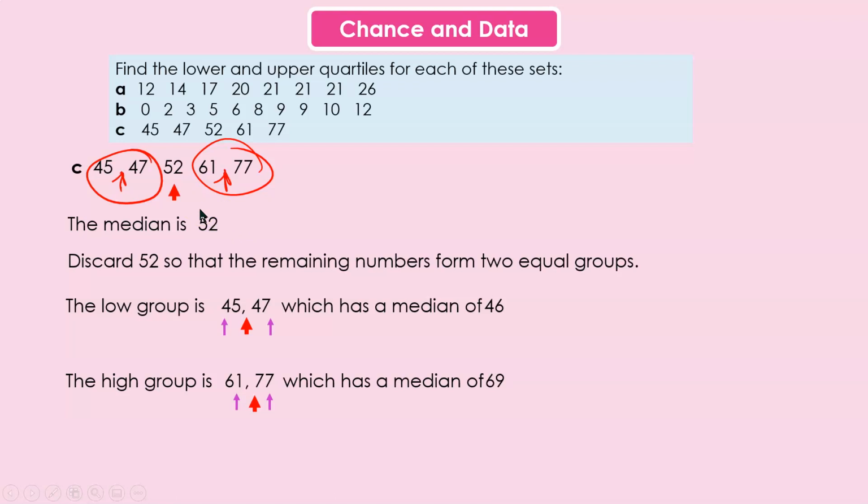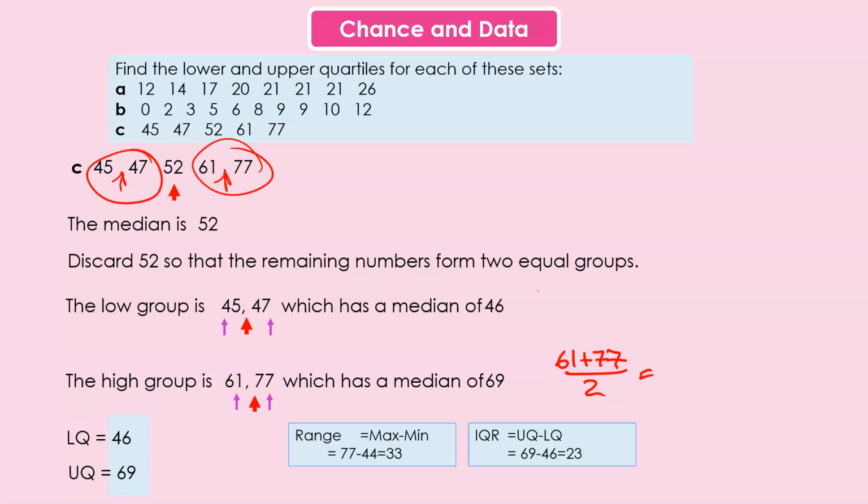So it doesn't have to be that they're next to each other. And the easiest way to calculate that number is that we go 61 plus 77 divided by 2 to find our number halfway. So it's like taking the average of just those two numbers. So the lower quartile is 46, the upper quartile is 69, meaning that our interquartile range is equal to 23. And it was right this time.